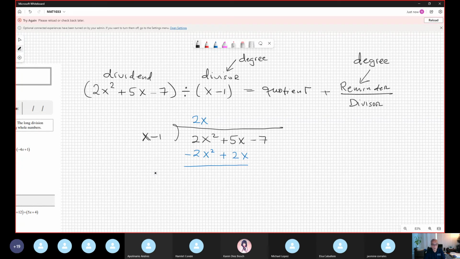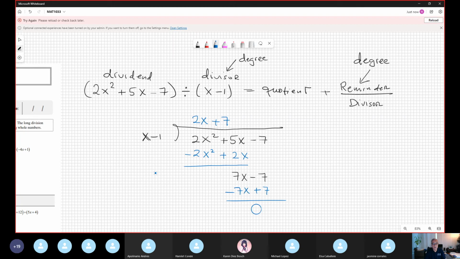Now, simplification. This is 7x, and bring down 7. Did I finish? No. Why not? Because the degree of our expression is 1 and the degree of the divisor is 1. We don't finish, we continue. 7 times x is 7x. 7 times minus 1 is minus 7. By subtracting, change the sign, everything. Zero remainder in this case, nice.